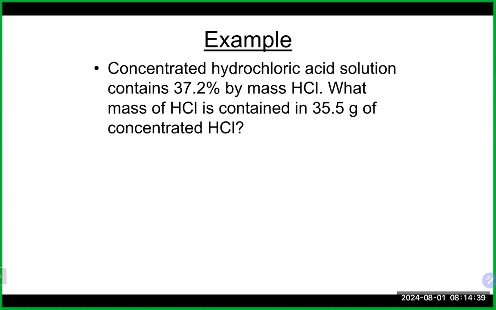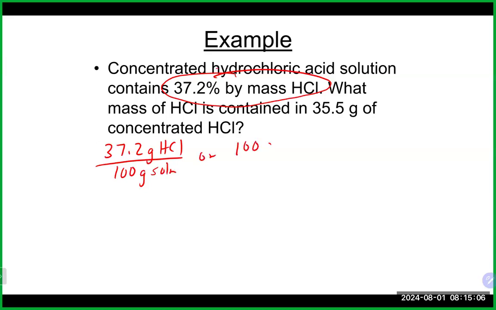We also talked about when you're doing these percent concentration problems and you're given a percent concentration, for example, you can turn it into a conversion factor. So again, if it's 37.2% by mass HCl, what that means is that there are 37.2 grams of HCl over 100 grams of solution. Or you could use that the opposite way as a conversion factor, 100 grams of solution and 37.2 grams of HCl.